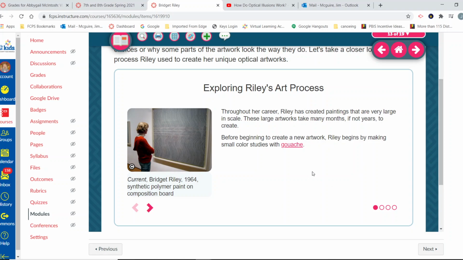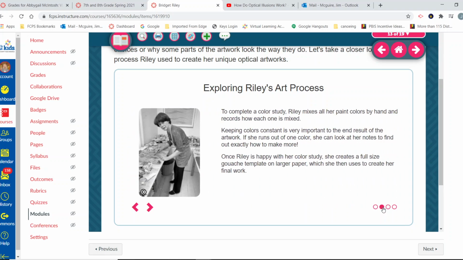She started making small color studies in gouache, and gouache is an opaque watercolor. I'm going to pronounce it for you. Gouache. When we think about watercolors, very often we think about how thin they are. If you draw a pencil line and take a watercolor over it, you'll see that pencil line through. Well, gouache is very much like acrylic paint in that it's opaque. But it's like watercolor in that you can add water to it and it comes right back and you can remove it if you like.